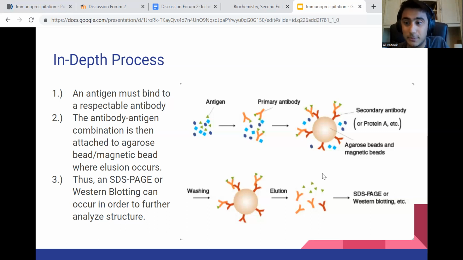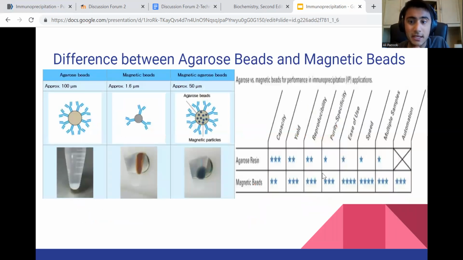Western blotting is a protein analysis, whereas SDS-PAGE is a separation analysis as well as a protein analysis that emphasizes the size of the protein spectrum. And there is a difference between the agarose and magnetic bead systems in that agarose is simply bound, 100 micromolar, of the antigen and antibody protein.